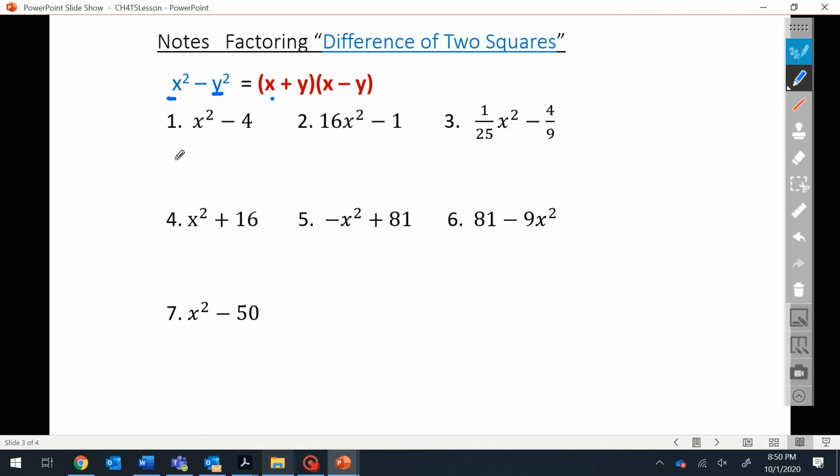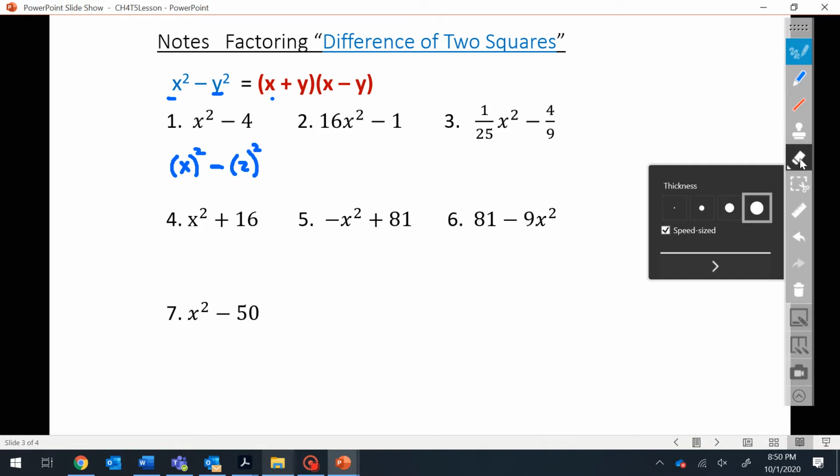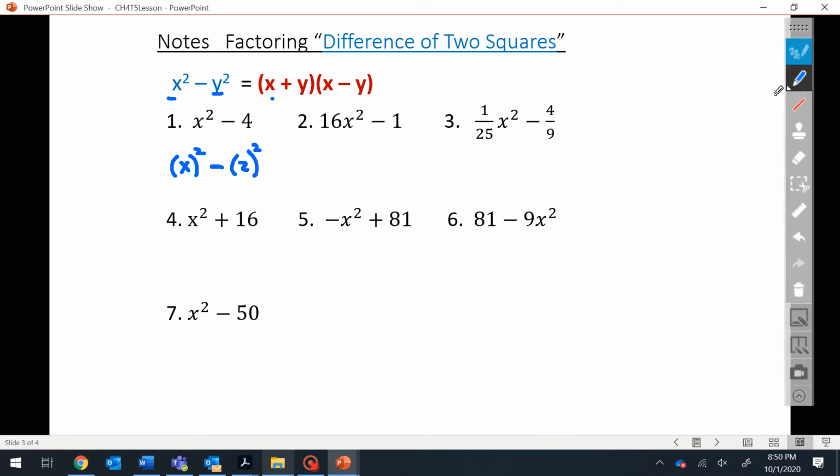Well, x squared is obvious. It's just x to the second power. So the x would just be x. Minus 4 is a square. It's actually 2 squared. So in this example, the x is x, and the y is 2. So this is the first square, x squared, and this is the second square, 2 squared.